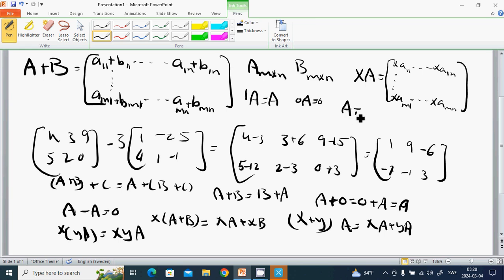The transpose of A plus B is A transpose plus B transpose, and the transpose of XA is X times A transpose.